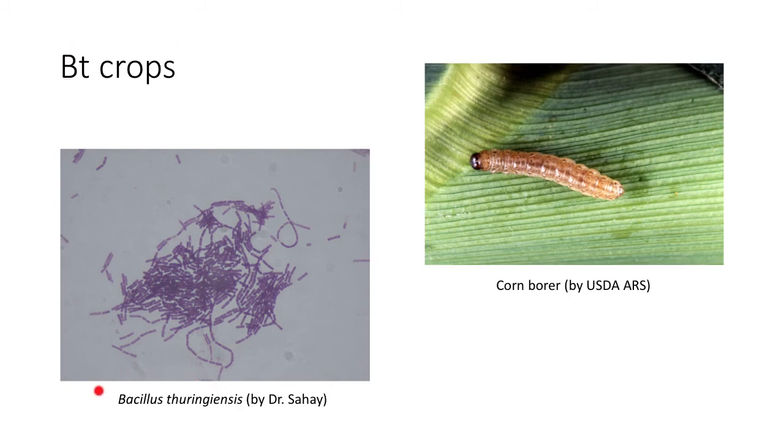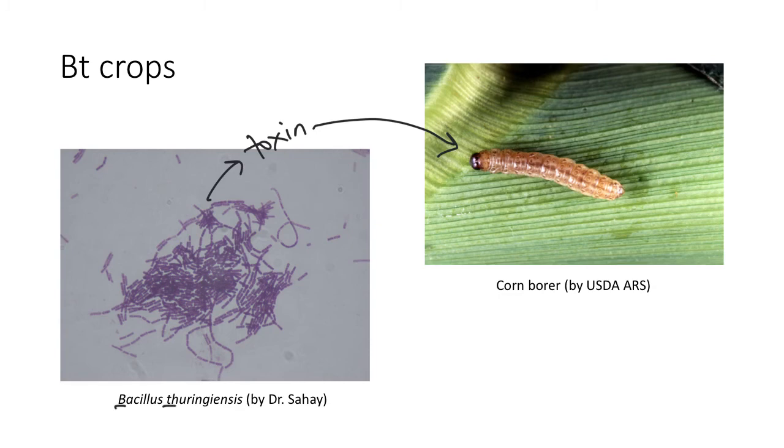There's a soil bacterium called Bacillus thuringiensis, which is where Bt comes from. And those bacteria produce a toxin. The good news is the toxin is not toxic to animals like humans, but it is toxic to other animals that might be pests, like the corn borer.